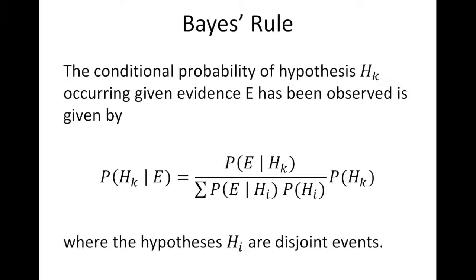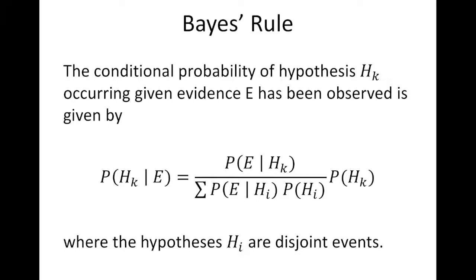And on the right-hand side, in the numerator, you have the probability of the evidence given hypothesis K. So that means the likelihood of observing this evidence under the assumption that this hypothesis has occurred. On the far right-hand side, you have the prior probability for hypothesis K. So this is the probability of hypothesis K being true before you've collected any evidence. And in the denominator is the total probability of obtaining the observed evidence. So that's the probability of E.